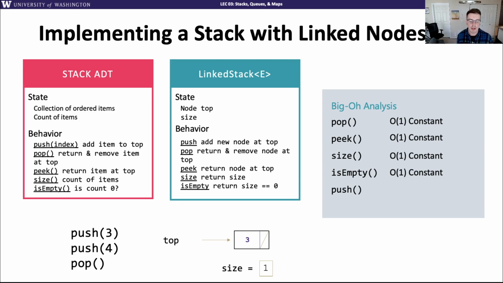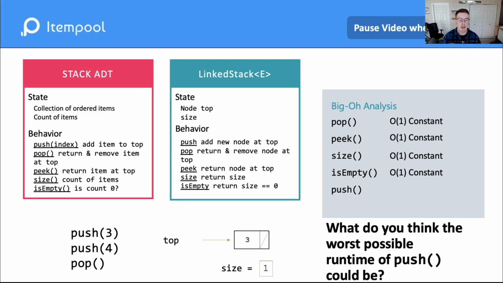And so now what I want you to do is think about what the worst possible runtime of the push operation is. So take a second. What is the worst possible runtime of the push operation using this linked node approach?